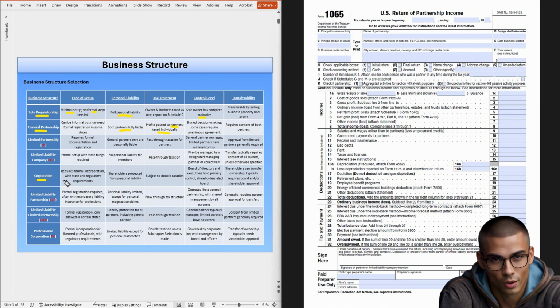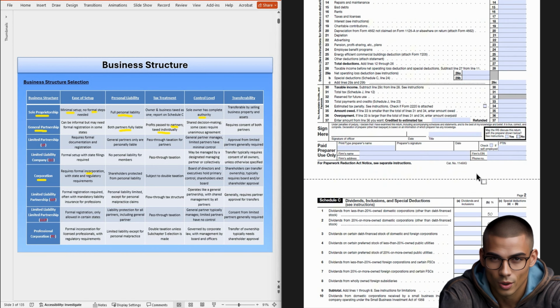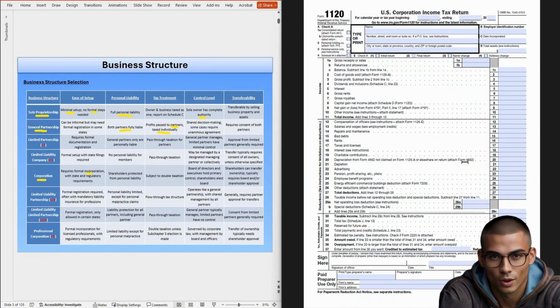Next, let's look at C corporations. So C corporations report their income and loss on the 1120. This is the U.S. Corporate Income Tax Return. So everything from a corporation is reported on this 1120, which we'll go over in corporate taxation, okay? So a C corporation is a separate entity from its owners. So the owners don't have any liability when it comes to the debts of the corporation. All their assets are separate from the corporation.